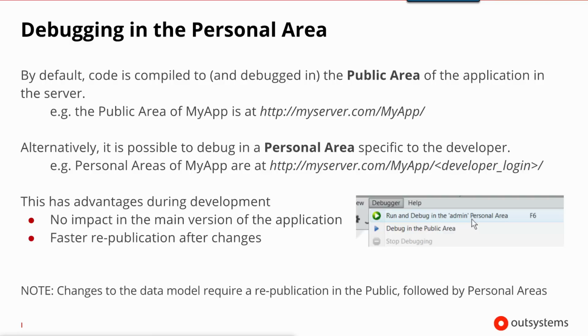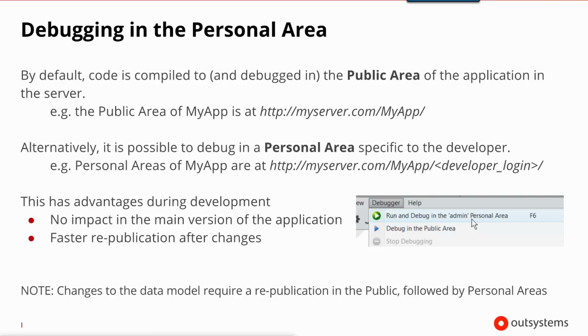The OutSystems platform actually allows you to debug on what is called a personal area as well. This is a side copy per user that you can use to try out your changes with little impact on the public area, on the main area of the application.